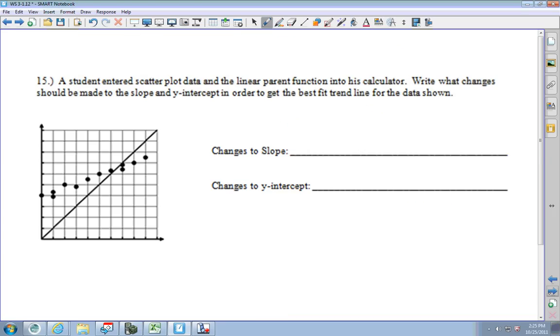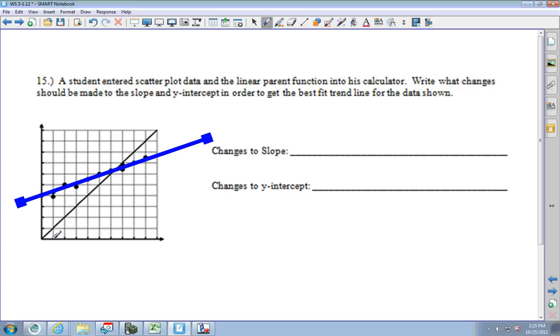Next. Here's the next one. A student entered scatterplot data and a linear parent function into his calculator. What changes should he make to the slope and the y-intercept to best fit it? All right, well, let's see here. I'm going to get a line here. If I'm going to bring it up here and draw my line.